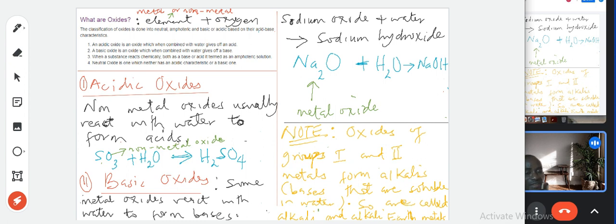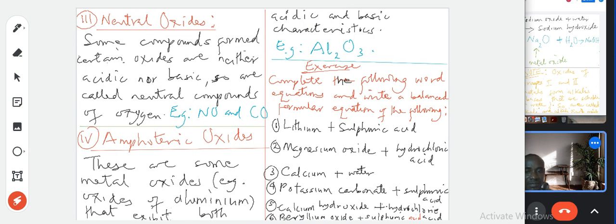So they are called alkali and alkaline earth metals respectively. Group 1 is called alkali metals. Group 2 is called alkaline earth metals because they form bases that are soluble in water. Okay, go to the next page.